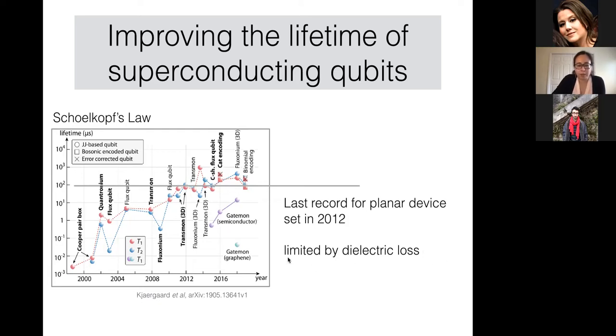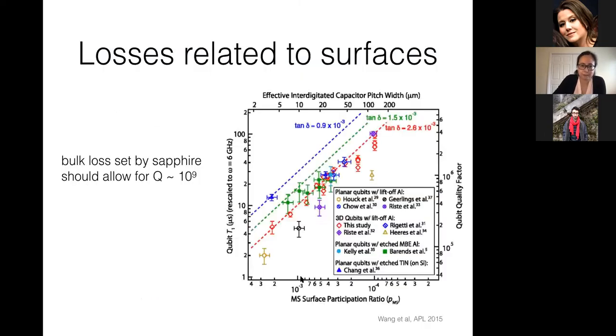And this is despite really enormous efforts along these lines. This is generally believed to be limited by dielectric loss in the qubits. There's also a lot of evidence that these losses are specifically related to surfaces, and this is something that we've talked about a lot in the context of the NV center. So for example, this is a beautiful data set that Chen Wang put together when he was in Rob Schoelkopf's group a few years ago, where they plotted many different devices with different surface participation ratios.